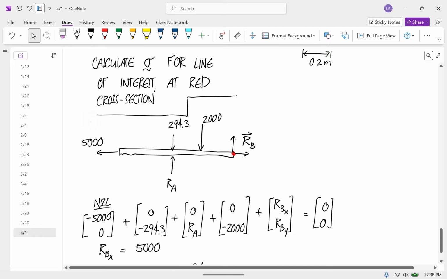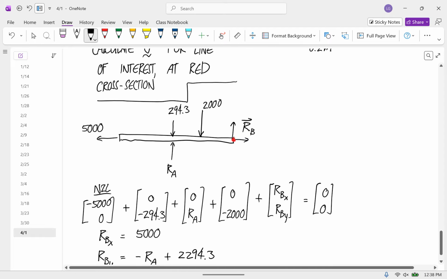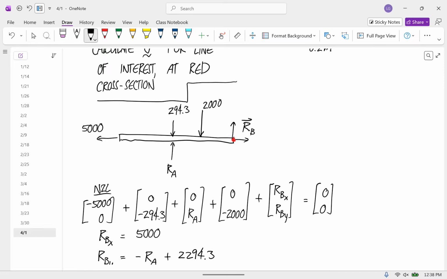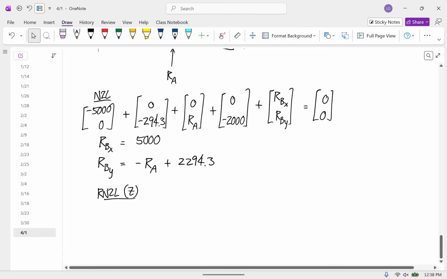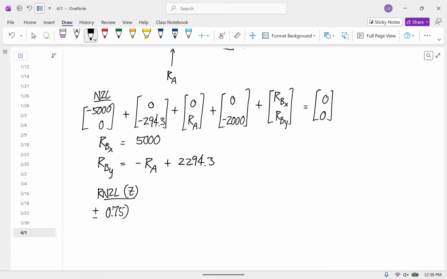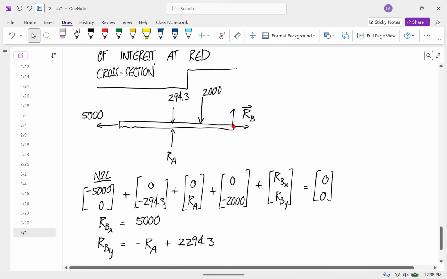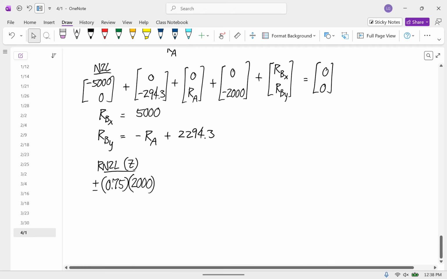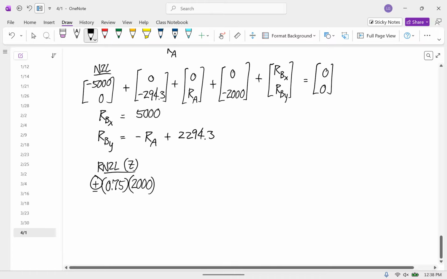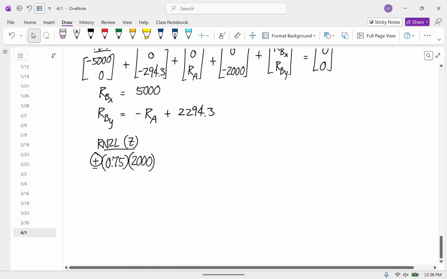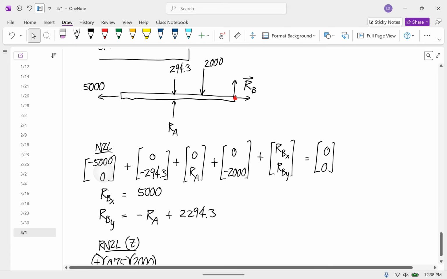The moment arm for the 2000: the whole thing is 3, so halfway is 1.5, halfway again is 0.75. So we have plus or minus 0.75 times 2000. Would that make it rotate clockwise or counterclockwise around the red dot? So it's a positive moment. Yep, counterclockwise, positive. And then we'll go to RA and the weight.